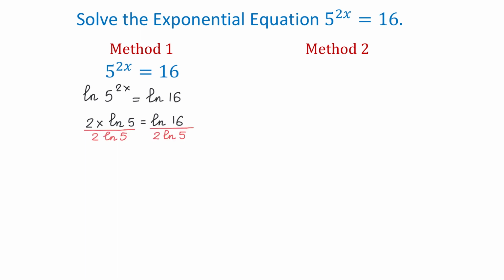Then on the left side 2 will cancel, and natural logarithm of 5 will also cancel. Then x equals natural logarithm of 16 over 2 natural logarithm of 5. And if we want to use a calculator to approximate x, then x will be approximately 0.86. And depending on the calculator you use, you might need parentheses around 2 and natural logarithm of 5. Now let's continue with method 2.